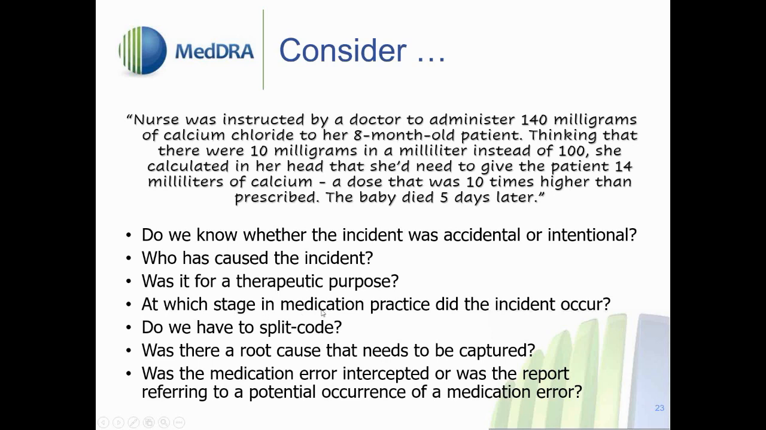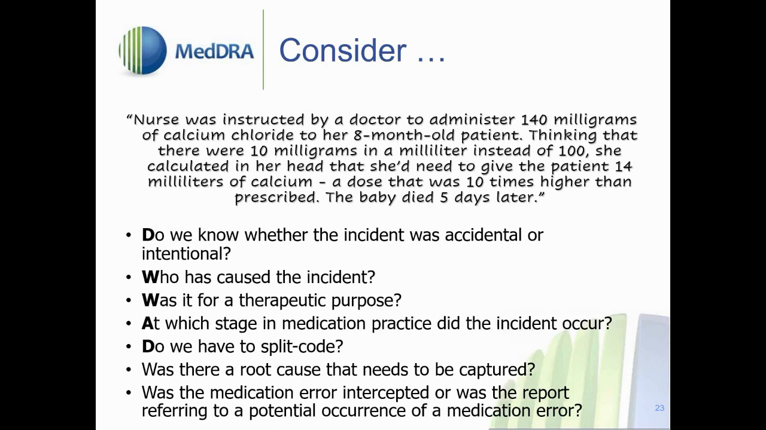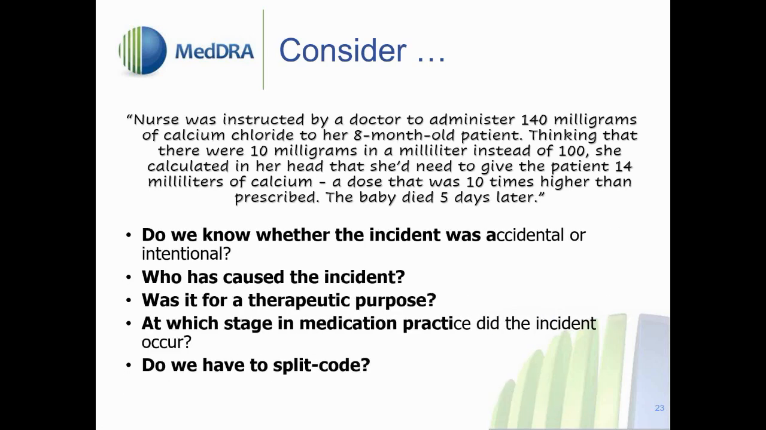Do we know at which stage in the medication practice the error occurred? Do we have to split code because there's a chain of events? Was there a root cause provided why this error or issue occurred? And also we have to ask ourselves, was this error or issue intercepted? Or was the report only referring to a potential occurrence of a medication error? And I think it's quite obvious here.